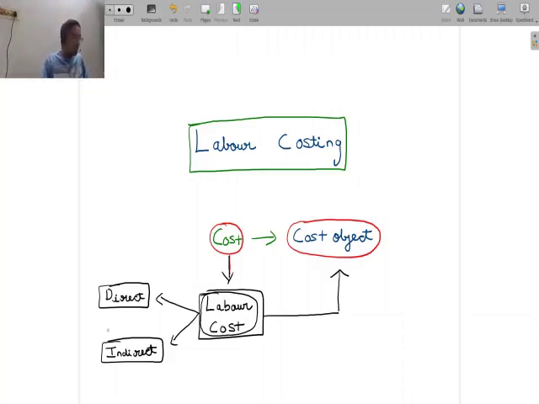So it's important to understand that when you talk about labor cost, it could be for any cost object, but the only thing is, based on the nature of the cost object, you would classify a certain item of a labor cost as a direct cost or as an indirect cost. So that's something that's important to understand.